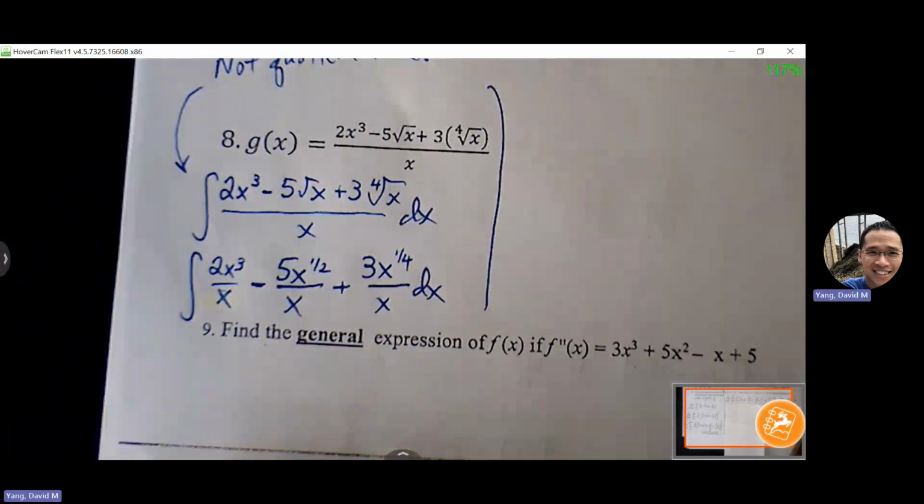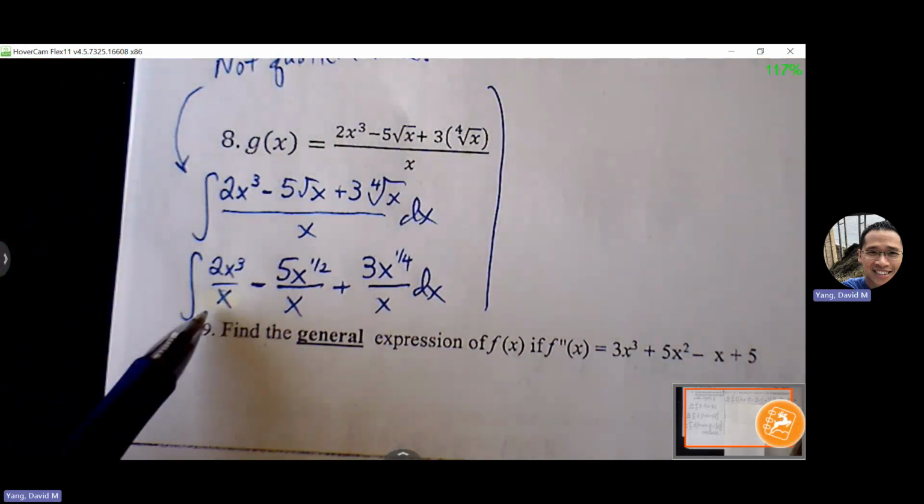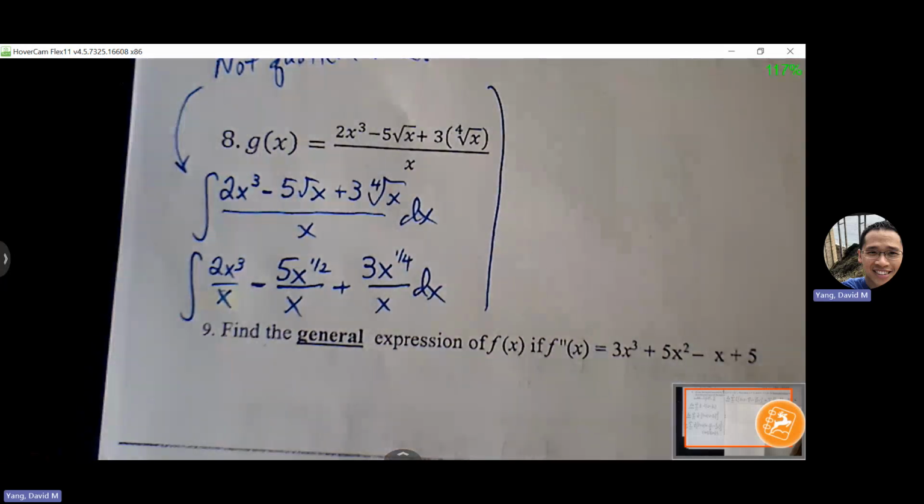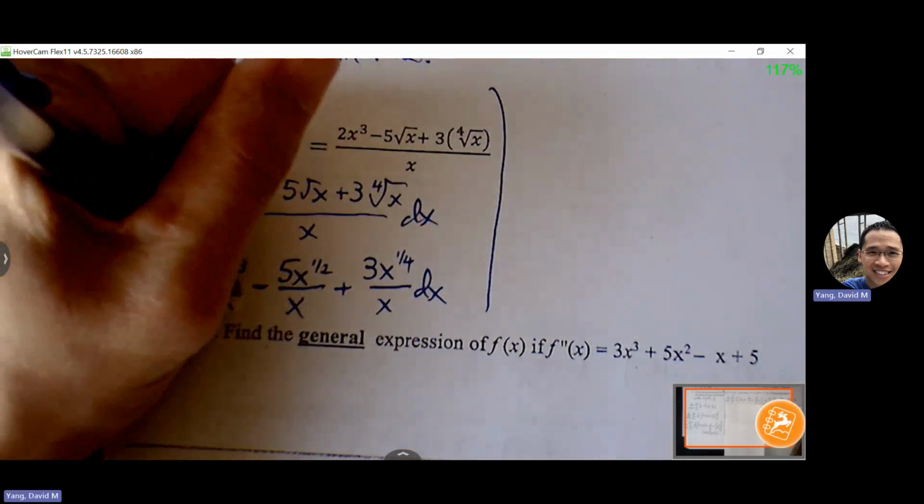Okay, so one more thing that's getting in the way of power rule is there are these variables that are sticking out in the denominator. So we have to find a way to get those variables to come up to the top. So how do we do that?